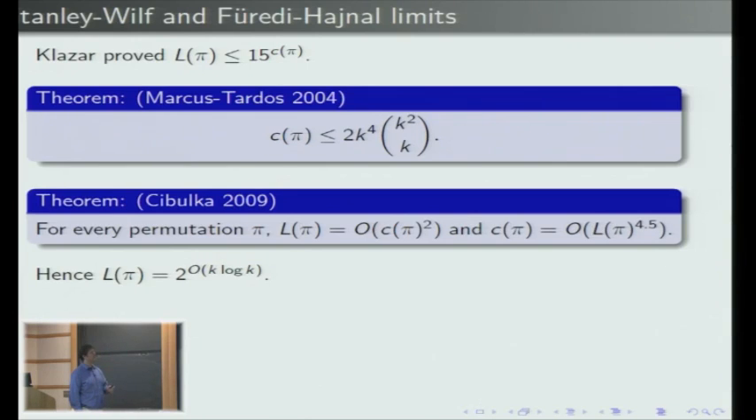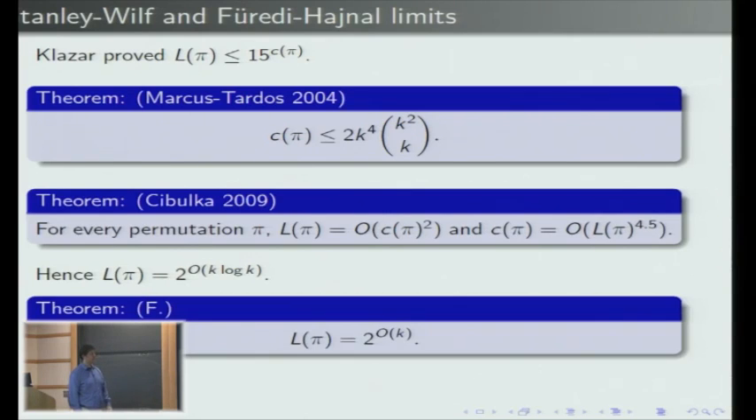And you can go through the Marcus-Tardos proof and try to improve it. If you do it correctly, you can improve it a bit so that L of pi is at most exponential in K, and so is C of pi. So it's direct. It's not via the C of pi. You just do it directly. No, it's through C of pi. Yeah, so you get a purely exponential bound on C of pi. So these problems are tied together, and we'll see the reason why a little bit later.